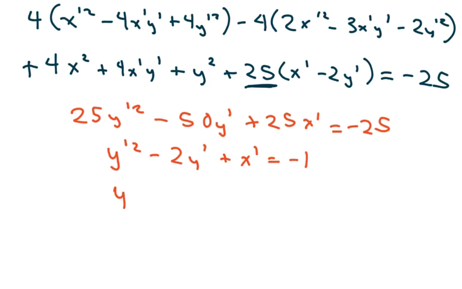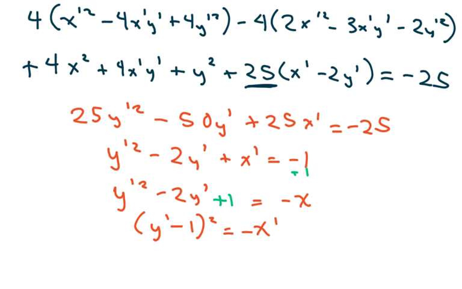We can see this is a parabola. So we have y prime squared minus 2y prime. I'm going to add the 1, so I'm adding the 1 here, and then I'm going to subtract the x. This is a perfect square trinomial, so I get (y prime minus 1) squared equals negative x prime. So that's a parabola with the vertex at 0, 1 in the x prime, y prime plane.